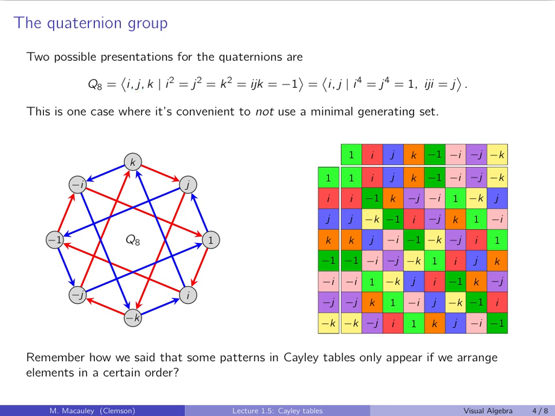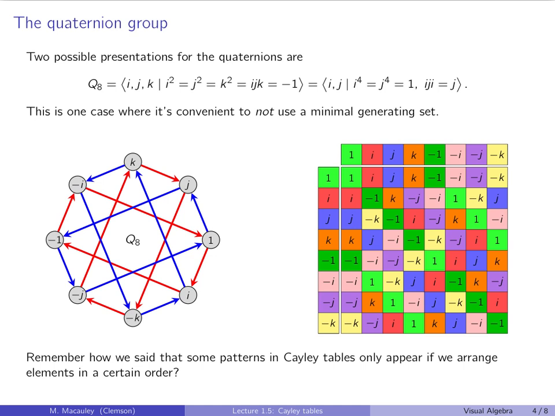So we could write it as being generated by i and j, where i to the fourth and j to the fourth is 1. So let's go down here, and i is red, red, red, red. i to the fourth, I guess, is that. And j is blue, blue, blue, blue. So those things raised to the fourth are 1. And then we have to say how the red and blue arrows interact. So i, j, i equals j. So that means red, blue, red equals blue.